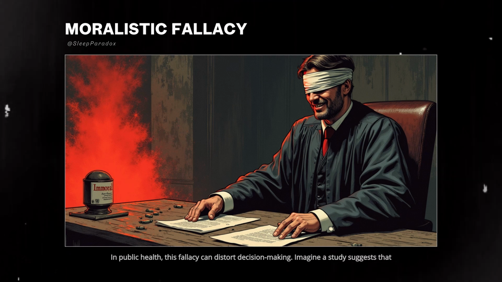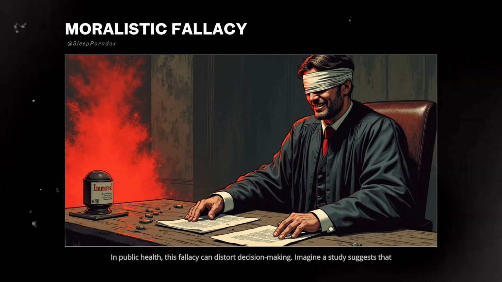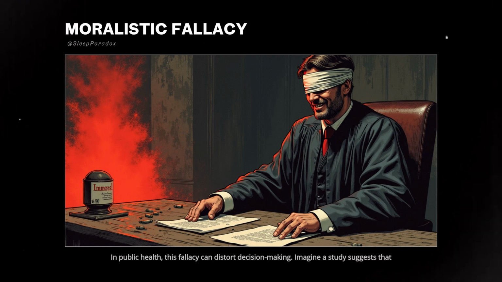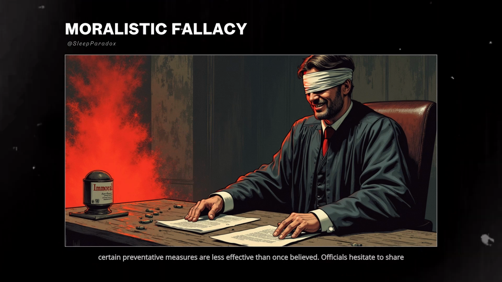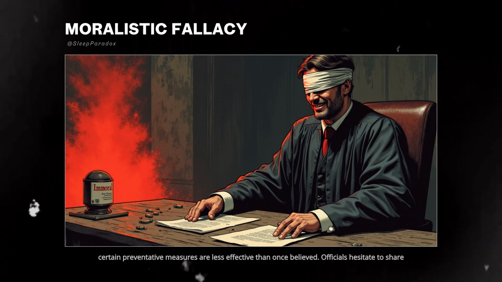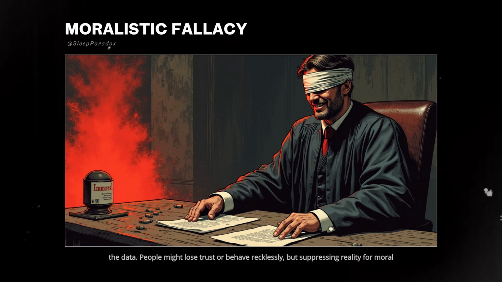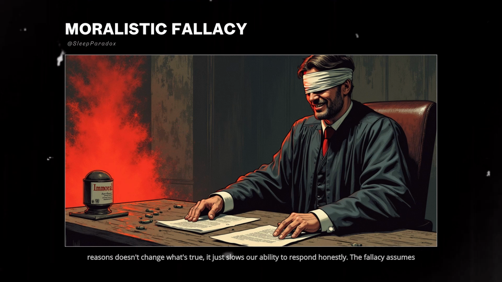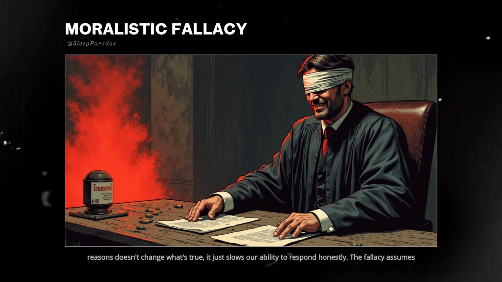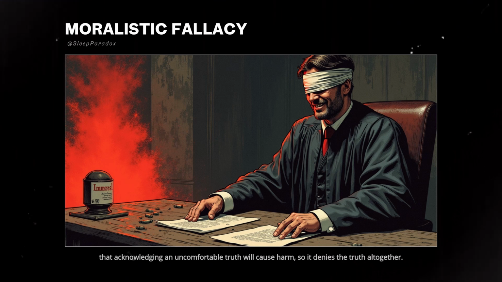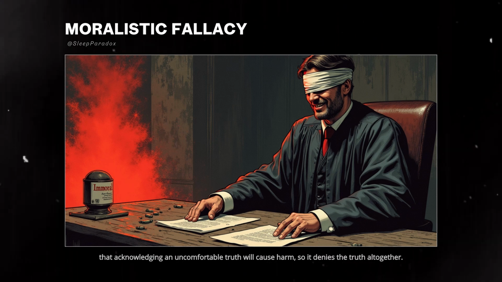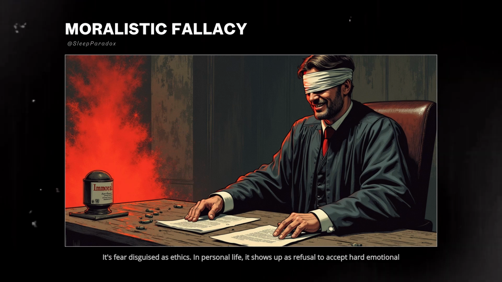In public health, this fallacy can distort decision-making. Imagine a study suggests that certain preventative measures are less effective than once believed. Officials hesitate to share the data. People might lose trust or behave recklessly. But suppressing reality for moral reasons doesn't change what's true. It just slows our ability to respond honestly. The fallacy assumes that acknowledging an uncomfortable truth will cause harm, so it denies the truth altogether. It's fear disguised as ethics.